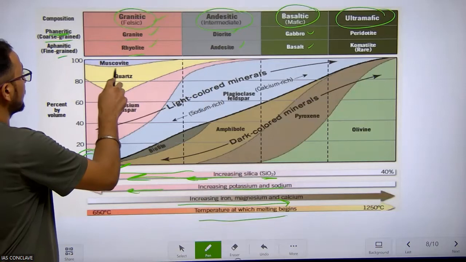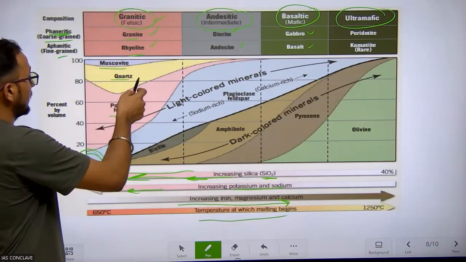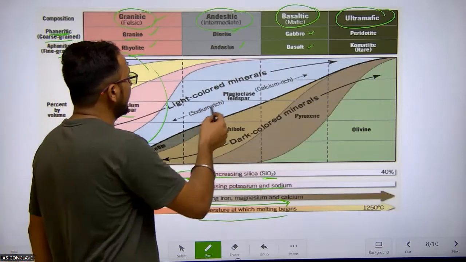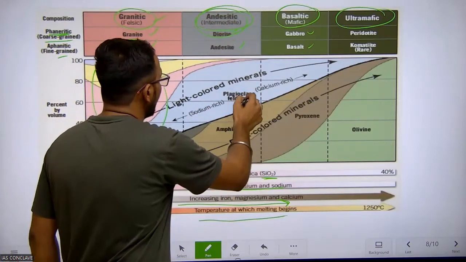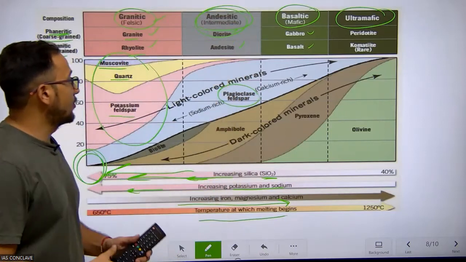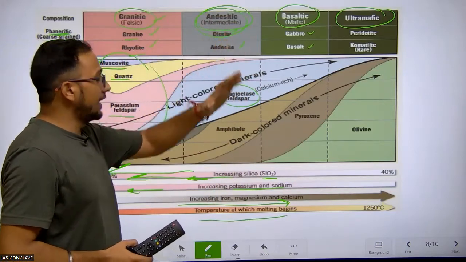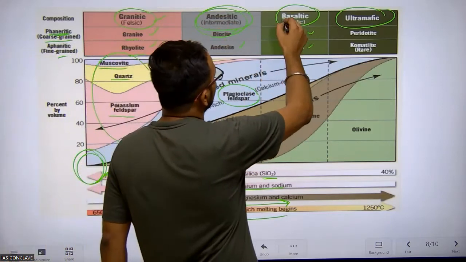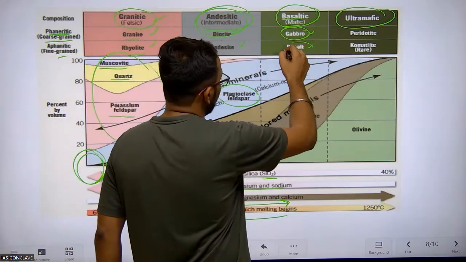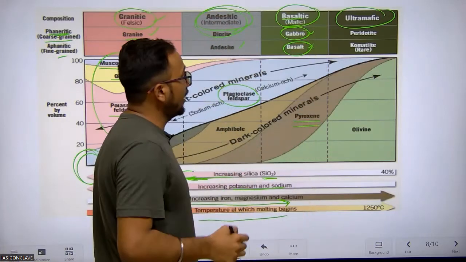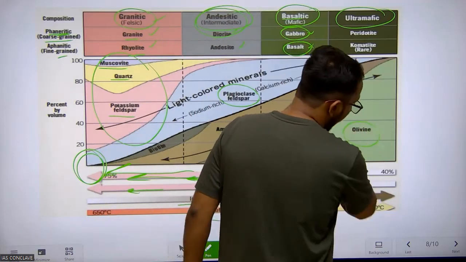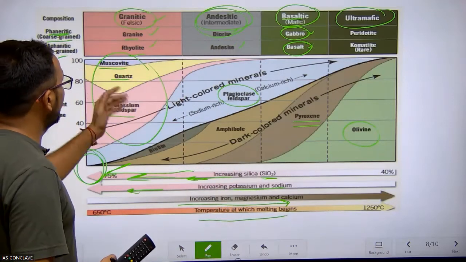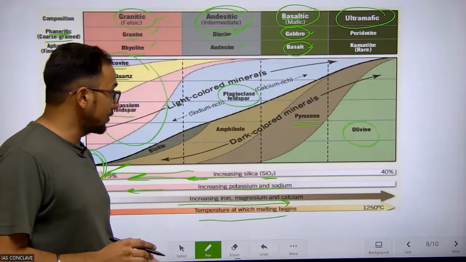Muscovite, quartz, and potassium feldspar are all examples of granitic rock. Andesitic rocks are intermediate, like plagioclase feldspar. In basaltic, mafic means gabbro and basalt, with the pyroxene group. And in ultramafic, there is the olivine group. So in this diagram, you can refer to the different types of igneous composition.